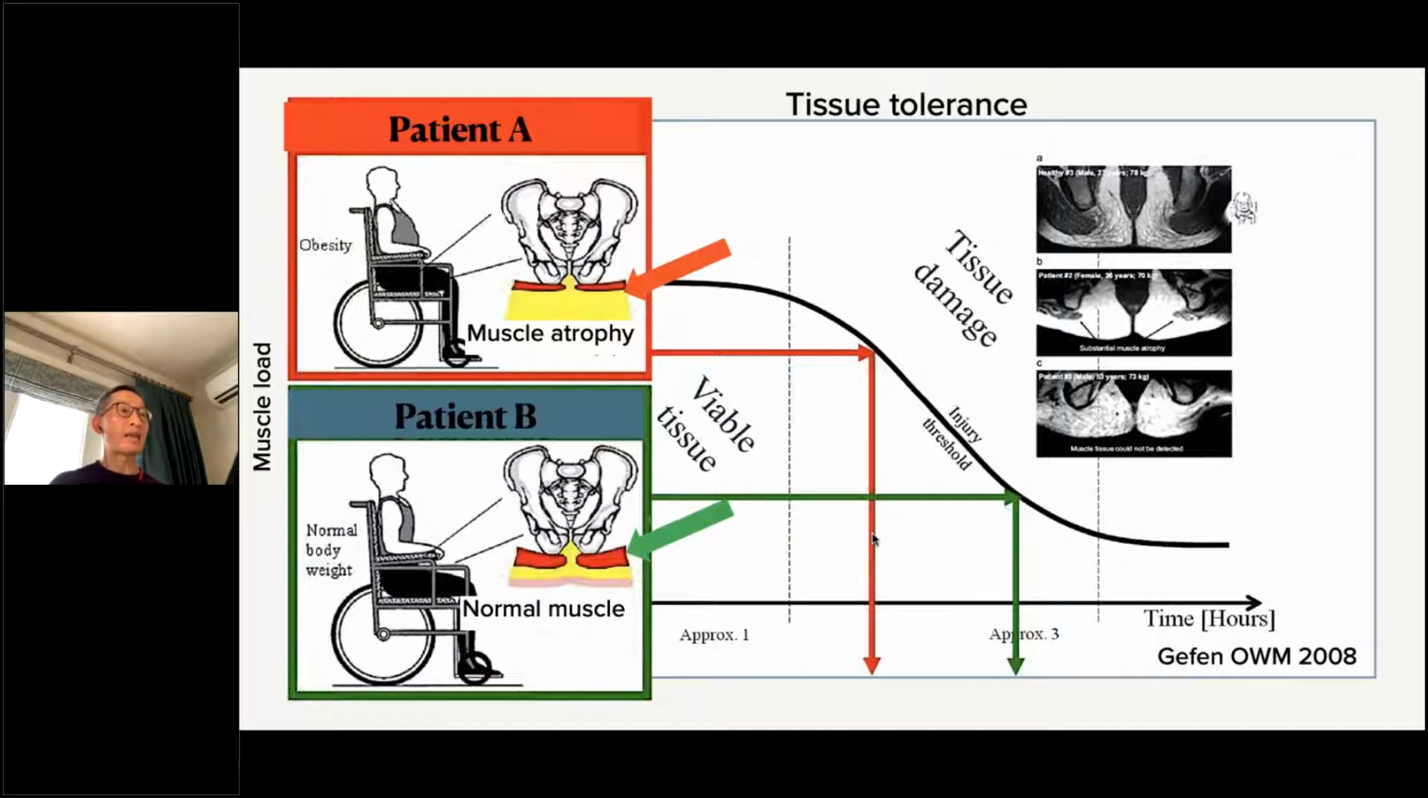So what you can see here in the red color, patient A with muscle atrophy, the tissue damage occurred much earlier with a lot of muscle load. When there's an equal amount of pressure, there's a lot of tissue damage, representing that the tissue is not able to tolerate a high level of pressure and shear, compared to patient B with a normal tissue layer, and they're able to tolerate the pressure for a longer duration of time.